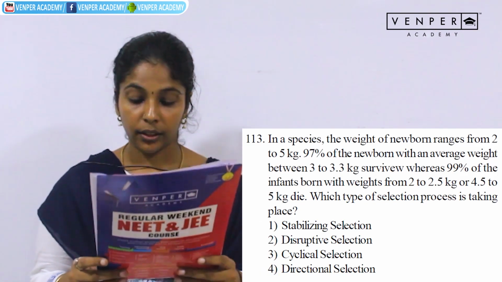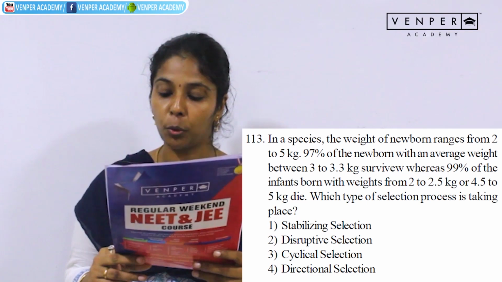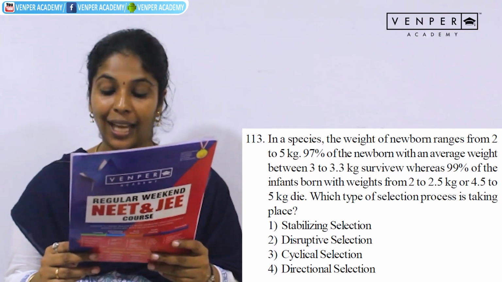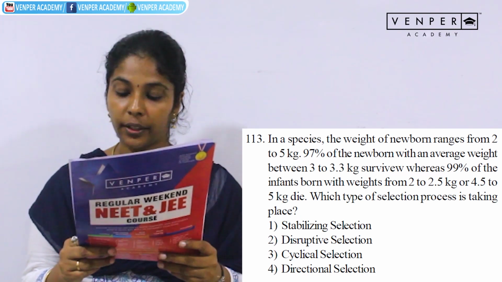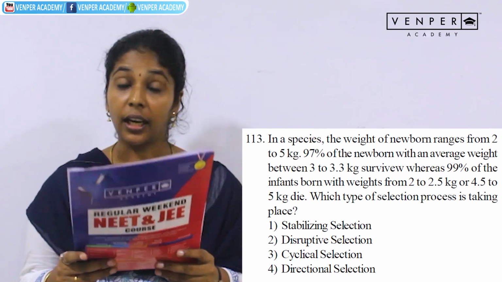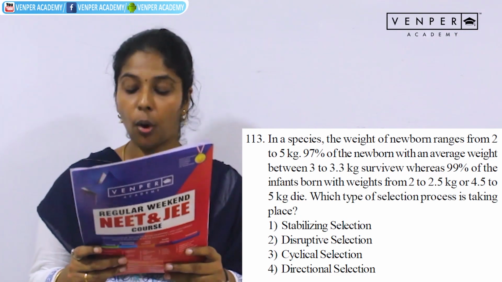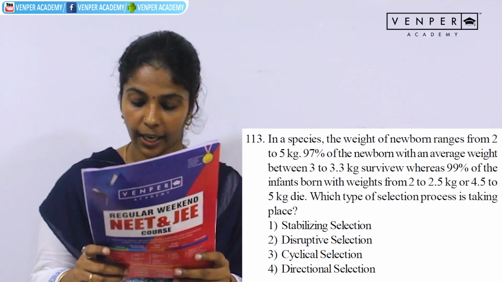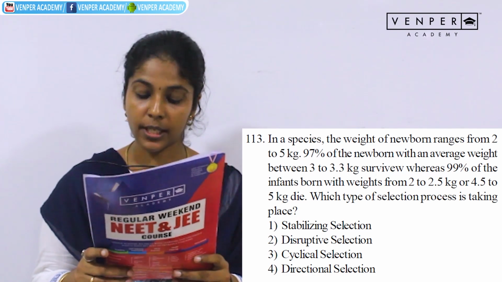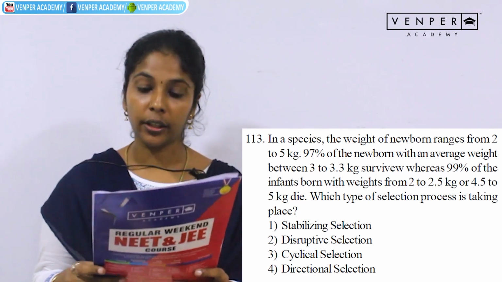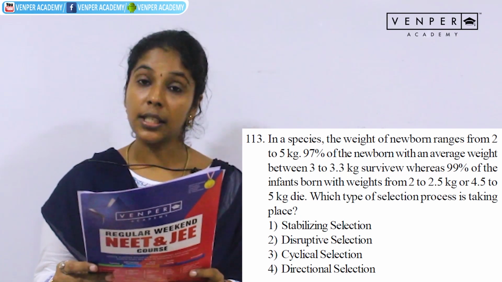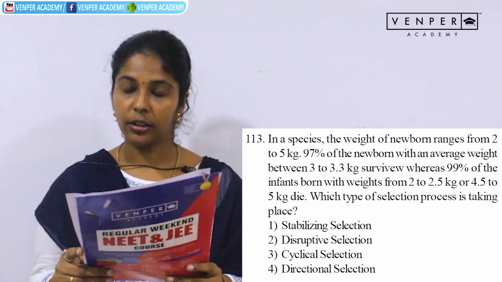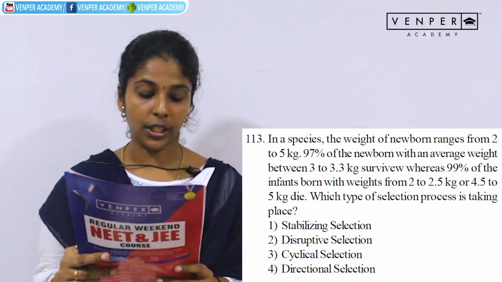Question number 113. In a species, the weight of newborn ranges from 2 to 5 kg. 97% of newborn with an average weight between 3 to 3.3 kg survive, whereas 99% of infants born with weight from 2 to 2.5 kg or 4.5 to 5 kg die. Which type of selection process is taking place? The options are stabilizing selection, disruptive selection, cyclical selection and directional selection. The correct option is stabilizing selection.